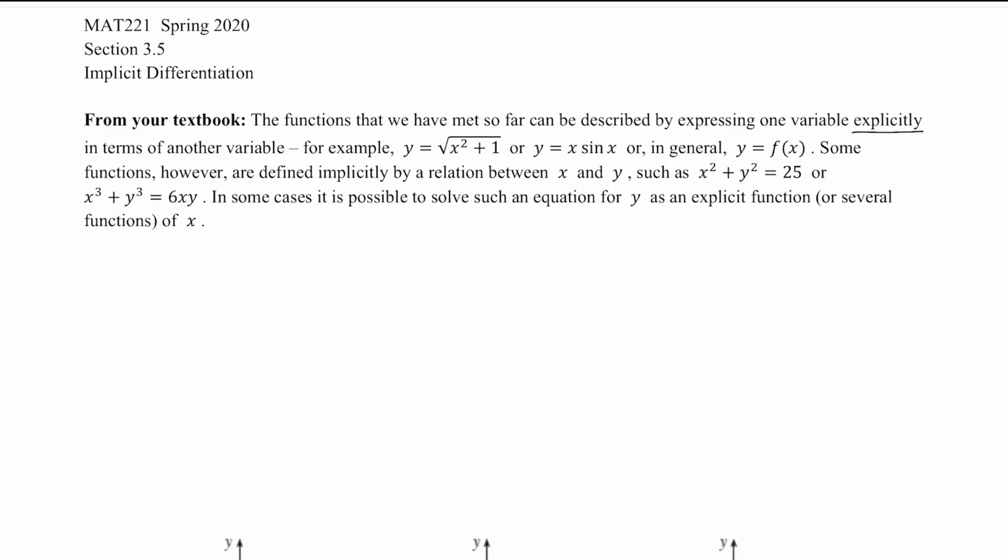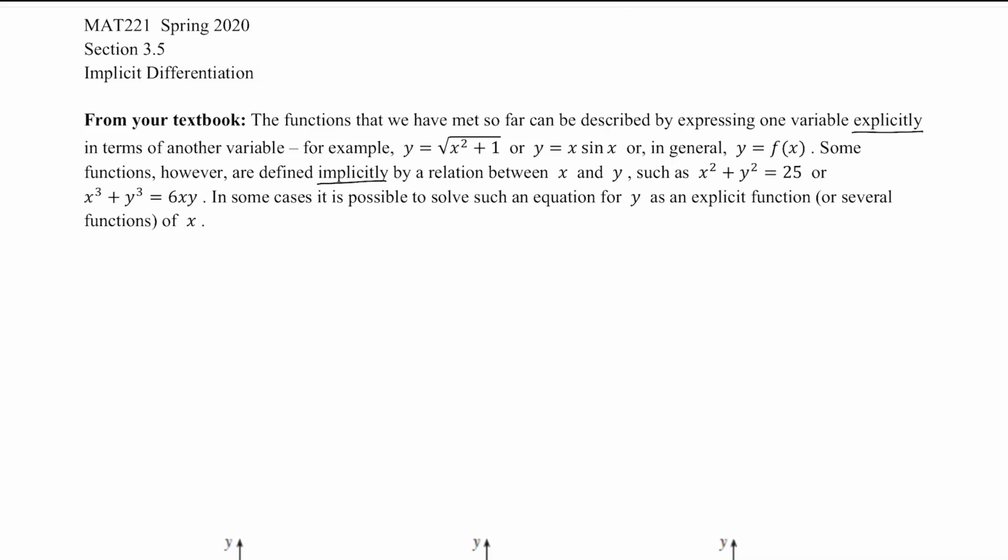Up to now, the functions that we've been working with have been explicit. That is, we can solve for the output variable in terms of the input variable, so we can write our equation in the form y equals f of x. But there are some functions that we say are defined implicitly. For example, x squared plus y squared equals 25, or x cubed plus y cubed equals 6xy.